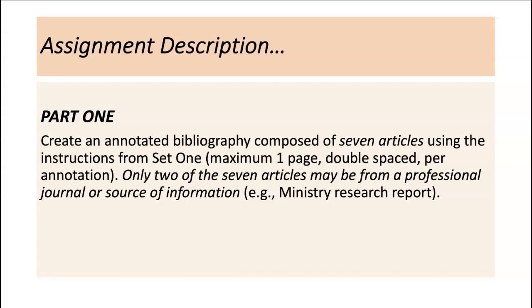First is that you're going to create your annotated bibliography composed of 7 articles this time instead of 5. You will use the instructions from set 1 in terms of actually setting up how you do your annotations and that sort of thing. Maximum 1 page each, double spaced, all of that sort of thing. But you will be doing that for 7 articles this time instead of the 5 that you did in Part 1.